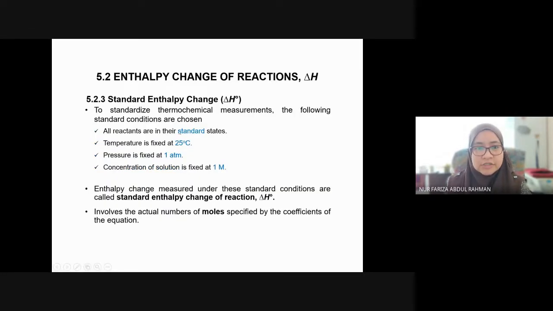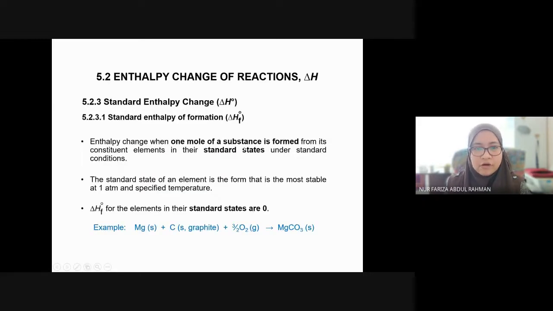Okay, so these are the standard conditions. If all of these are complied with, the enthalpy change is considered the standard enthalpy change. Moving on, we have three types of standard enthalpy change.